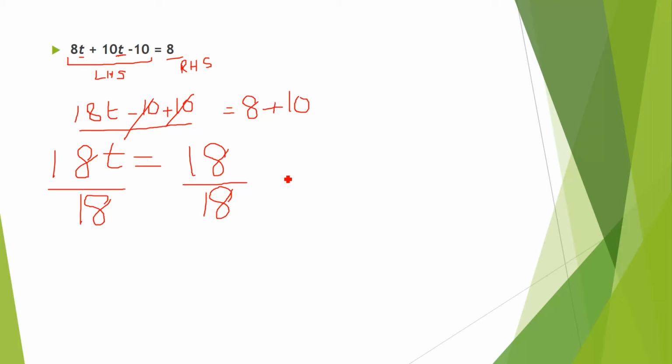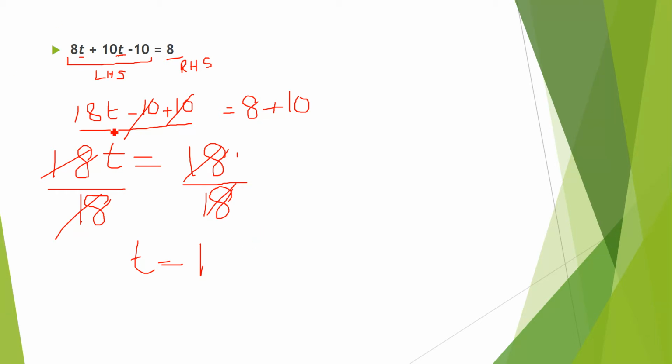The same thing you have to do on the right side as well. If you are doing some operation on the right hand side, you have to do it on the left hand side. If you are doing something on the left hand side, the same thing, same sign, you have to do on the right hand side as well. So this 18 will cancel out 18 one time, 18 one time. By chance it is also 18. So the value of t is 1. 18 one time and 18 one time is 1.